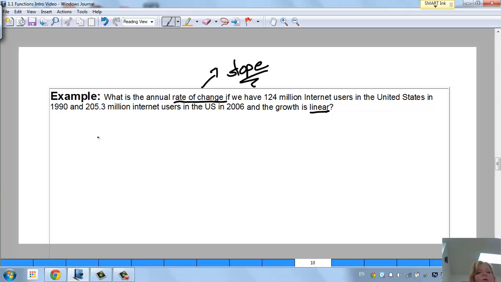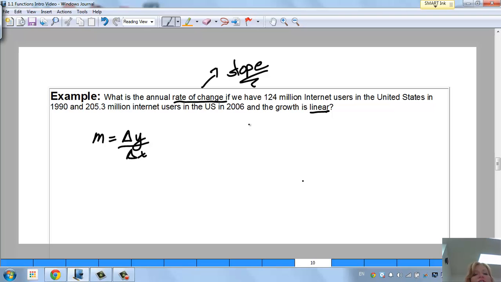So I know the slope formula is delta y over delta x. Now, here's the thing. You're like, well, I don't have any points. So we have to make points, and you have to know what's independent, what's dependent. So let's look at the first part. We have 124 million users in 1990. So you have to think, what depends on what? Well, the users depend on the year, because we're talking the year.